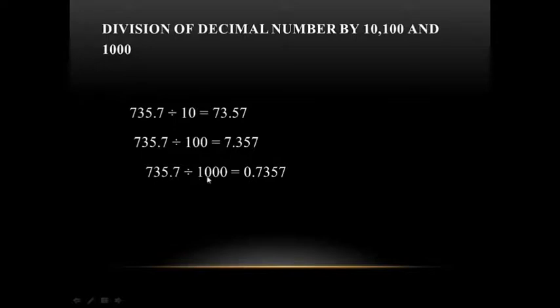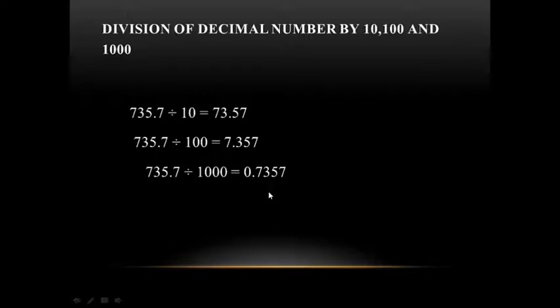Then the next example is 735.7 divided by 1000. In 1000 the number of zeros is 3. So here we will shift the decimal point three digits to the left, and before the third digit no digit is given, so there we will take 0. So it will become 0.7357. This is how we have to do the division of a decimal number by 10, 100 and 1000.